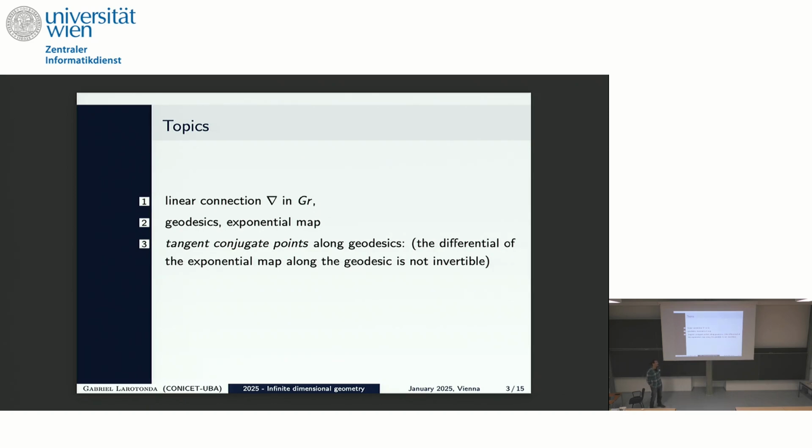And there are two kinds of these points in the infinite dimensional setting: where it can have a kernel, these are monoconjugate points, or it can be non-surjective. Those are called epiconjugate points.